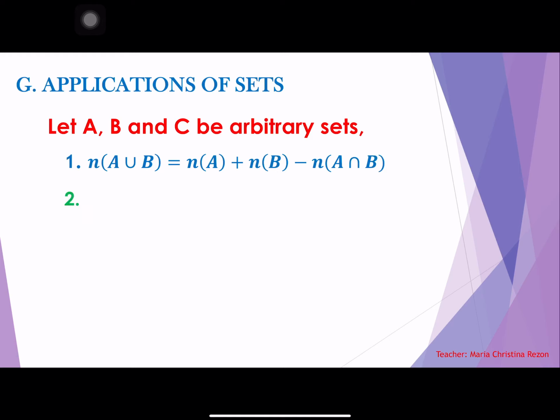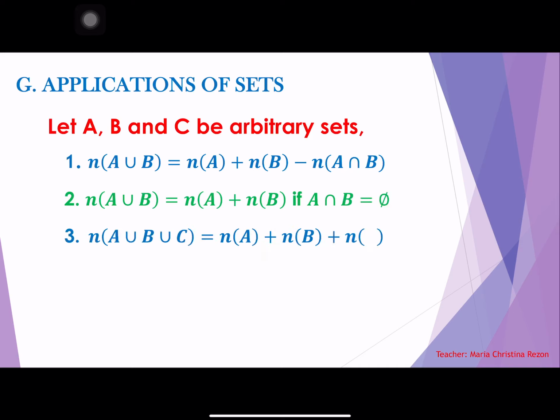In the case where the intersection of A and B is a null set or empty set, then the number of elements of A union B is equal to the number of elements of A plus the number of elements of B. And then the third one is, we have three sets here, A, B, and C.